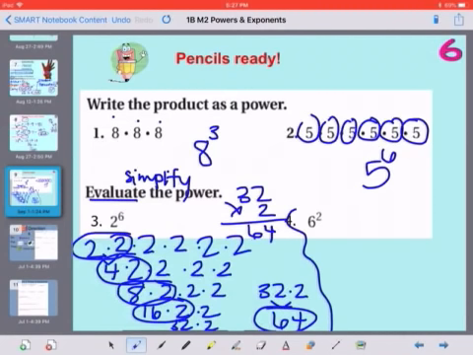That's a lot of multiplying. You've got to be careful what you've already multiplied on that. And then the last one, we're multiplying 6 2 times. 6 times 6 is 36.